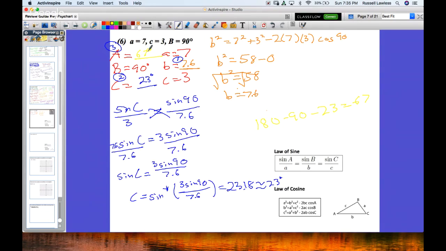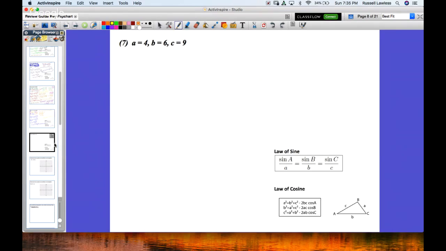All right, we're now moving on to the last problem of law of sine. So that's going to be number 7. Let's finish it out for the law of sine, law of cosine. I'm kind of craving vectors.